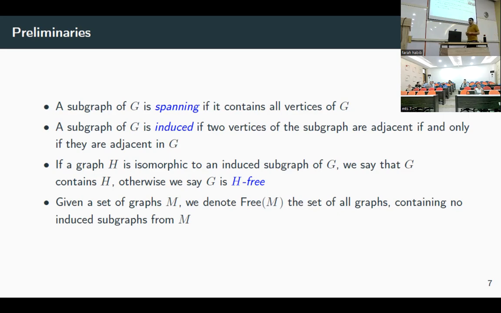So what do we mean by isomorphic? If we have two graphs and there exists a homomorphism from a graph G1 to G2, and if that homomorphism is bijective, then that homomorphism is an isomorphism. So we say that H is isomorphic to an induced subgraph of G. So there's a graph G, and inside G there's an induced subgraph. If H is isomorphic to that, we say that G contains H. Otherwise, G is called H-free. Yes. So what do you mean by homomorphism?